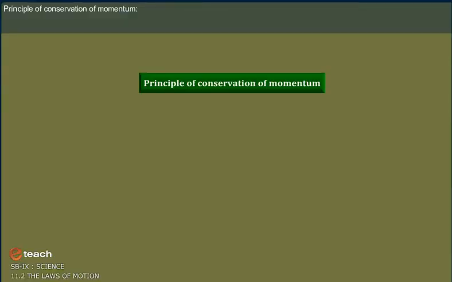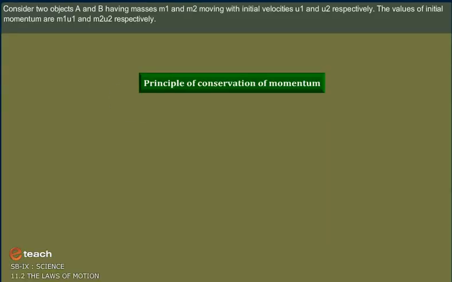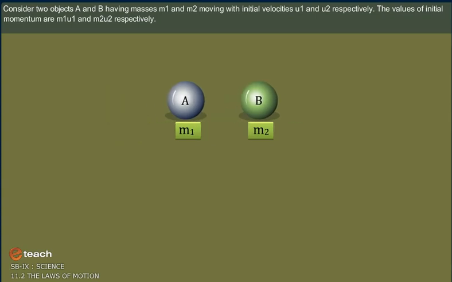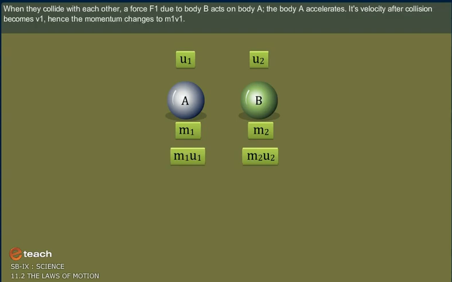Principle of conservation of momentum. Consider two objects, A and B, having masses m1 and m2 moving with initial velocities u1 and u2 respectively. The values of initial momentum are m1u1 and m2u2 respectively. When they collide with each other, a force F1 due to body B acts on body A. The body A accelerates. Its velocity after collision becomes v1. Hence, the momentum changes to m1v1.